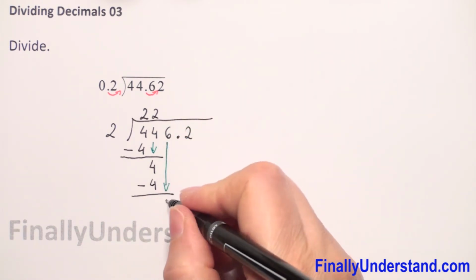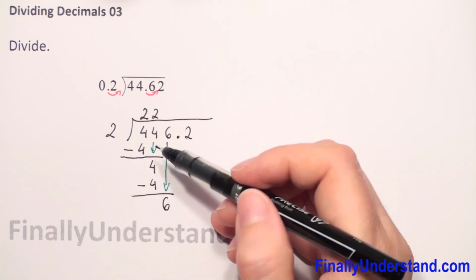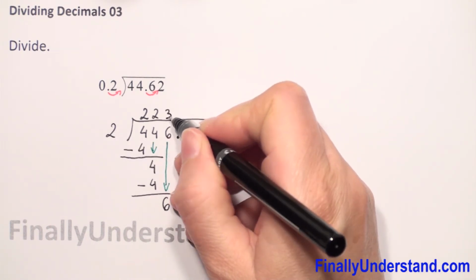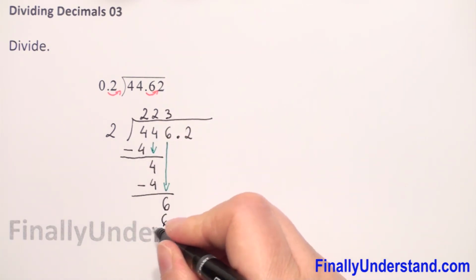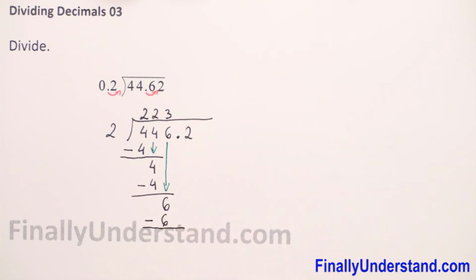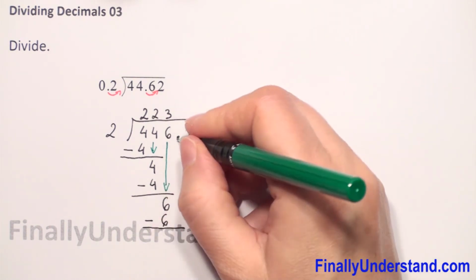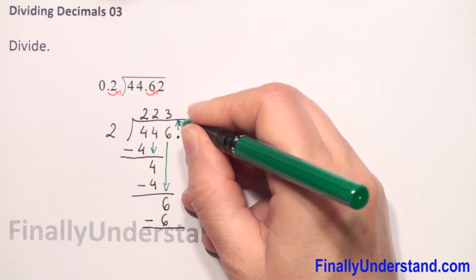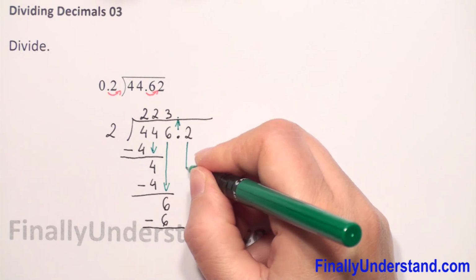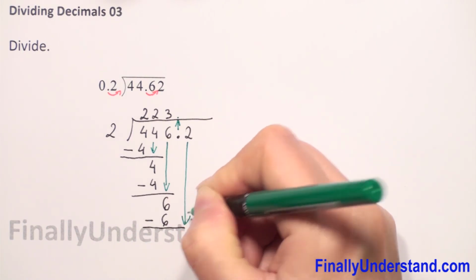It will be 6. And again, how many times can you put 2 into 6? 3 times. 3 times 2 is 6. We do subtraction. 6 minus 6 is 0. We don't have to write it. And now what do we have to do? We have to bring the decimal point to the top, to our solution. And the next digit we have to take down.